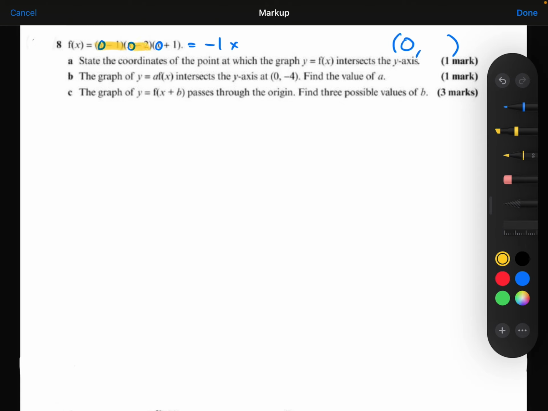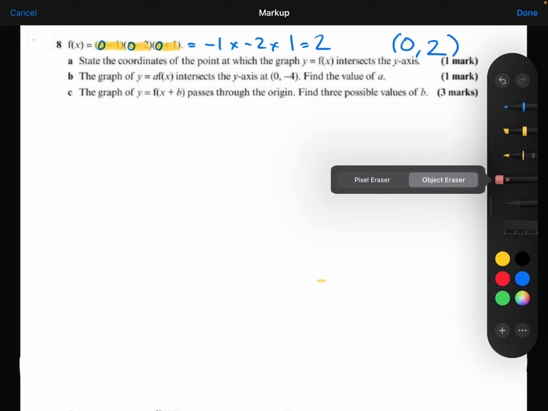0 minus 2 is minus 2. And 0 plus 1 is 1. Multiplying those together, we get 2. So it's going to intersect the y-axis at the coordinate (0, 2). And that's my answer for part A.